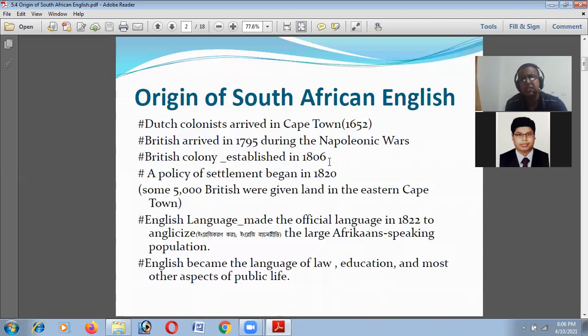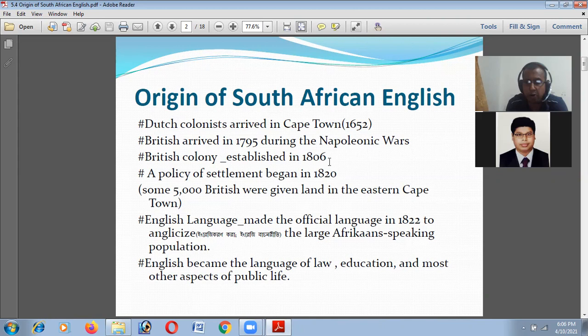Okay, so a policy of settlement began in 1820. Some 5,000 British were given land in the Eastern Cape. The settlement was signed between the British government and the South African government, and 5,000 British settlers were given land to live in this area in Cape Town.